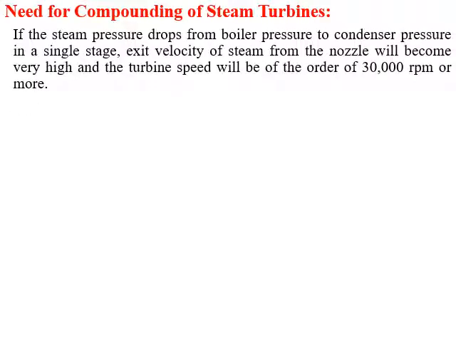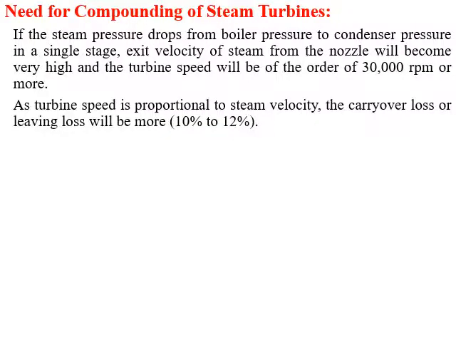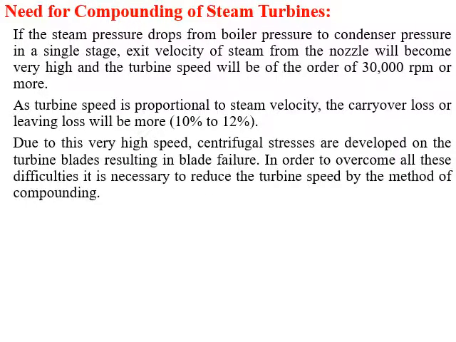Next topic, need for compounding of steam turbines. If the steam pressure drops from boiler pressure to condenser pressure in a single stage, the exit velocity of steam from the nozzle will become very high and the turbine speed will be of the order of 30,000 rpm or more. As turbine speed is proportional to steam velocity, the carryover loss or leaving loss will be more, in the range of 10% to 12%. Due to this very high speed, centrifugal stresses develop on the turbine blades, resulting in blade failure.